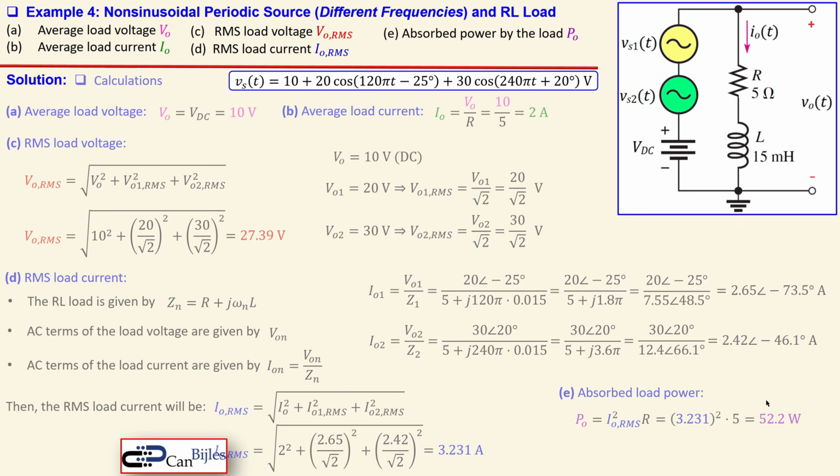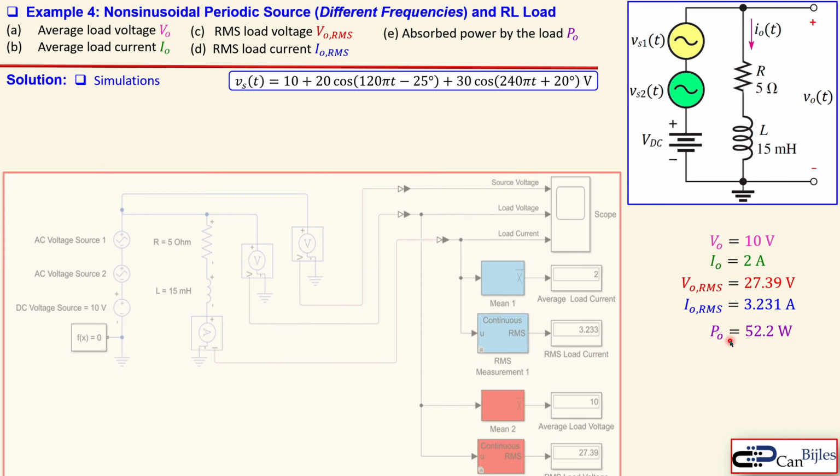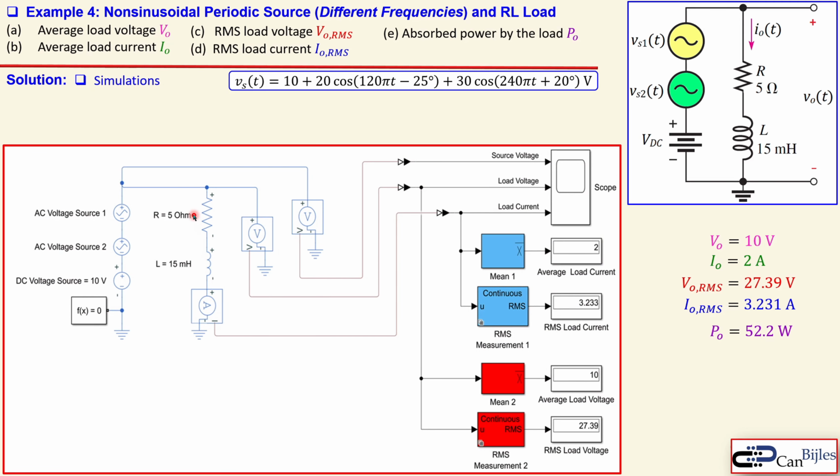Okay, now let's also look at the simulations, because this is what we have determined. This is the circuit. You see now here the series combination of the resistor and inductor. Now let's also look at the results one by one. 10 volts average load voltage as we have, 2 amps average load current as we have, the RMS load voltage as we have determined, and also the RMS load current is very close to what we have, a small difference.